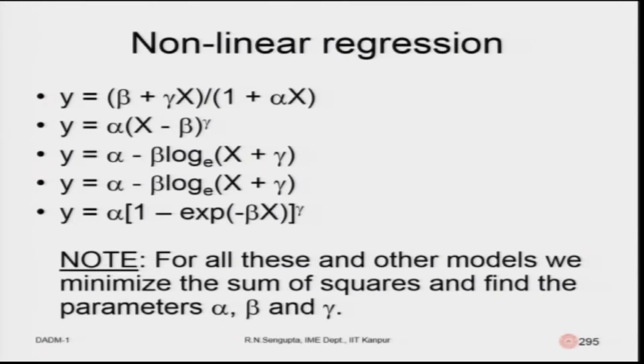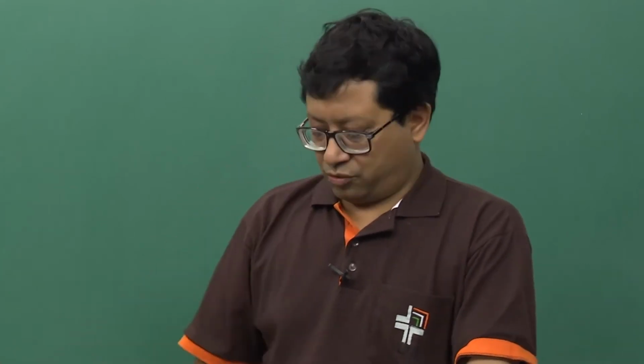The last one is where you have the relationship of x and y given by an exponential function. For all these, our main aim is to minimize the sum of the squares of the errors and find alpha hat, beta hat and gamma hat, by differentiating partially with respect to these parameters.